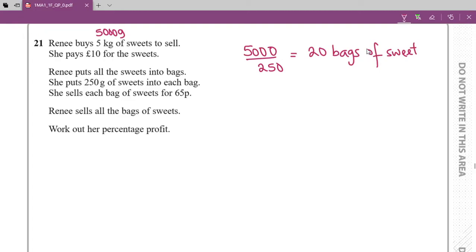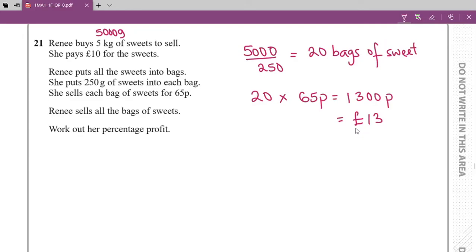To see how much she's really selling it, you're going to multiply these 20 bags by how much she sells each bag, and that's going to be 20 by 65 pence, and that's going to give you 1,300 pence. That's equivalent, the same thing as £13, because 100 pence is equivalent to £1. So 1,300 pence is the same thing as £13.